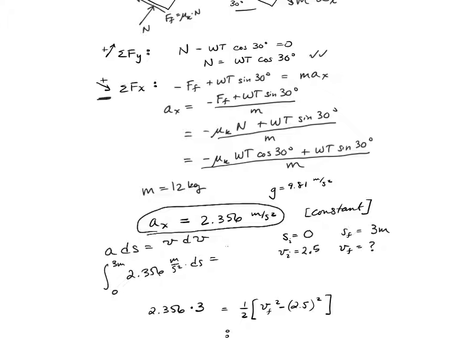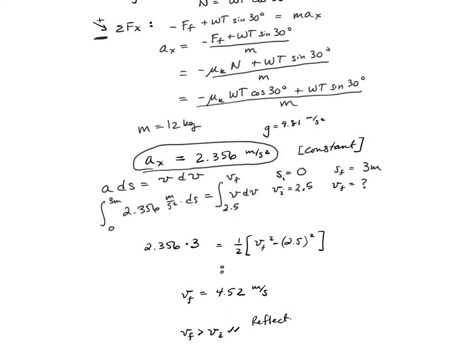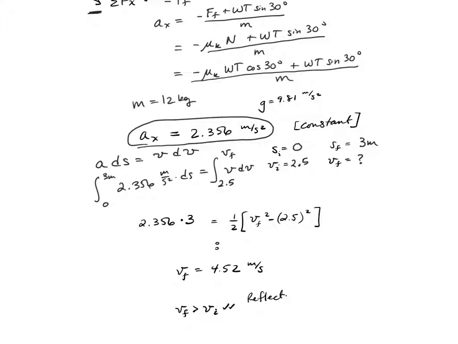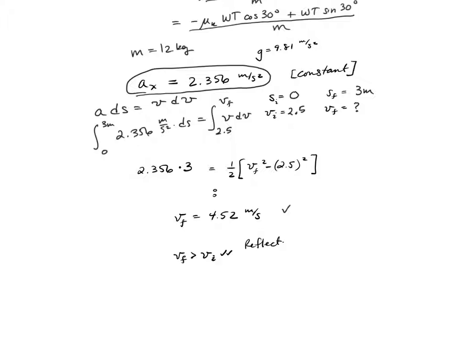On the other side, I've got integrating from the initial velocity to whatever the final velocity is. And if I just go ahead and integrate and evaluate, then this ends up being 1/2 v final squared minus 2.5 squared. Over on the left-hand side, it just ends up with the expression that you see right there. And so all we've got to do then is just do the math, take a square root, and we'd end up with a velocity of about 4.52.